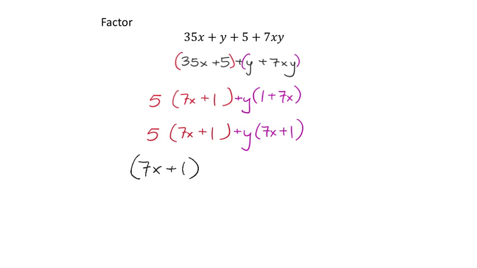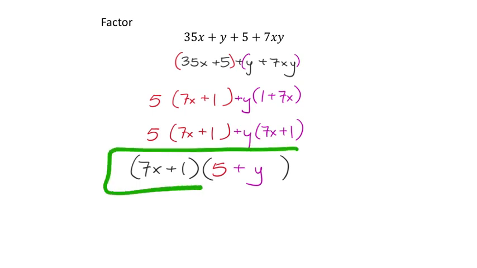Now that I can see that, I'm going to factor out the 7x plus 1 from both of the terms, and then I'm left with the two values that we factored out of those two sets of parentheses. So what is that? I've got the 5 in red, and then I've got the plus y in purple. Now, you could exchange these, right? It doesn't matter which one you put to the left, which one you put to the right. It is exactly the same.